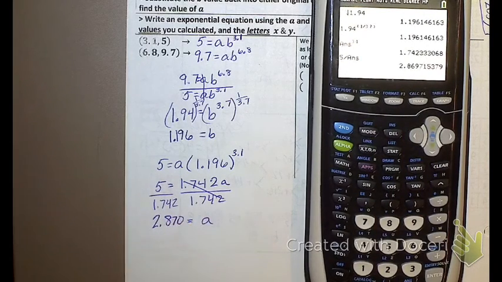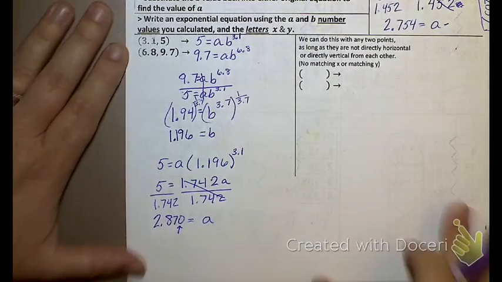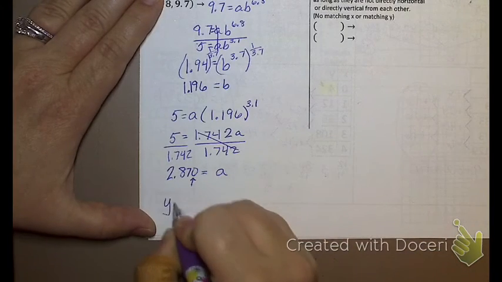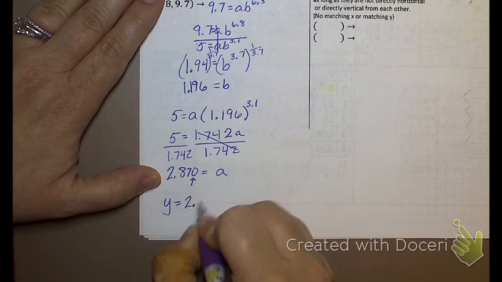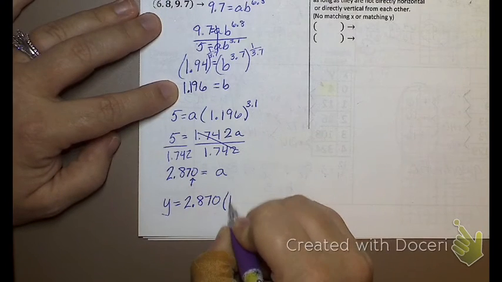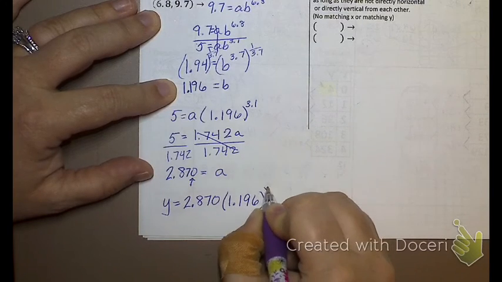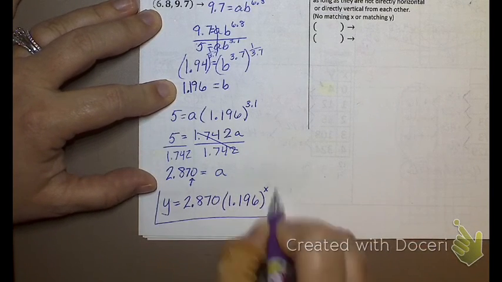Now, some people will ask me, is that 0 really necessary? Well, if I'm looking for 3 digits past the decimal, that 0 is actually part of the rounding that I'm looking for. Okay? So that's what shows me that you're not just skipping out on the fact that there are digits there that are rounding up. So go ahead and give me that so you have your 3 digits. So what's my equation? Y equals 2.870 times what? 1.196 to the what power? X. That's my equation.